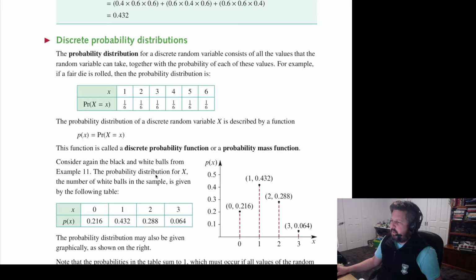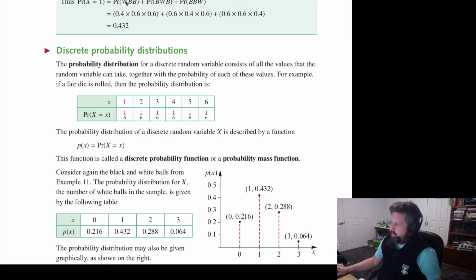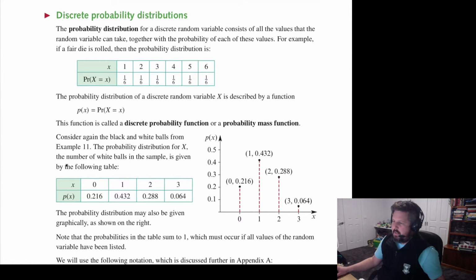So again, if we think about what was above with the black and white balls, example number 11, the probability distribution for x, that is the number of white balls in the sample, is given by the following table. So again, we just worked out where there was 1 white, and you can see here in that table the calculation was 0.432. If you did the same sort of thing we did above, but for 0 white, 2 white, or 3 white, this is how the table would be filled out. Again, it can be shown in a table, the discrete probability function, or you can also show it using a graph as shown here.